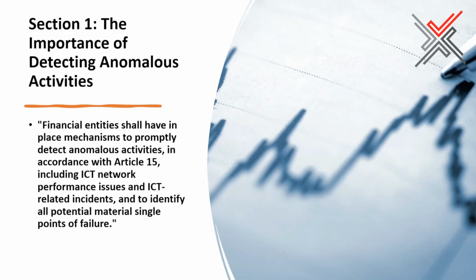The first section of Article 9 is all about the importance of detecting anomalous activities. Financial entities shall have in place mechanisms to promptly detect anomalous activities in accordance with Article 15, which we will come to, including ICT network performance issues and ICT-related incidents, and to identify all potential material single points of failure. So in this first section, the term anomalous activities is emphasized.